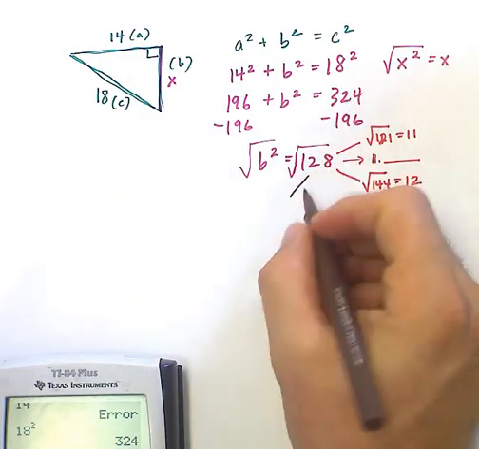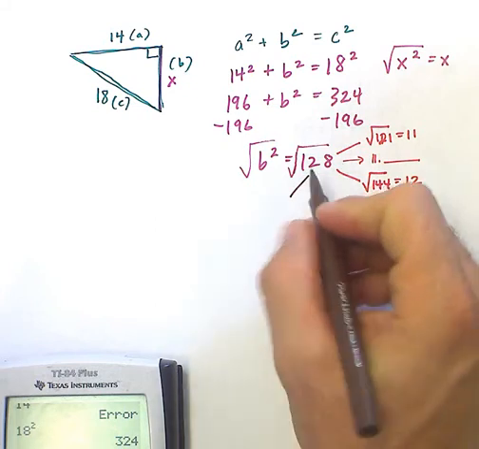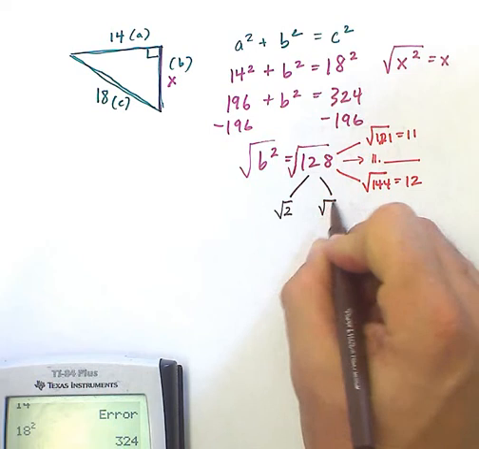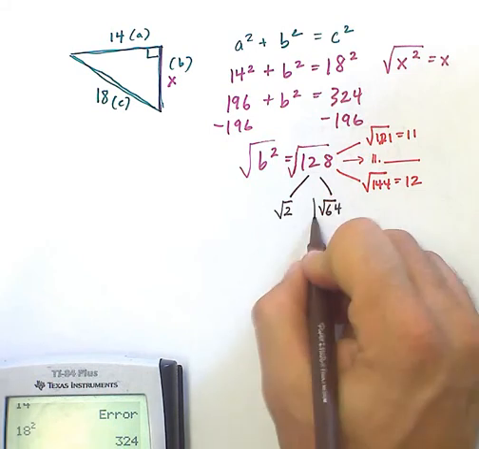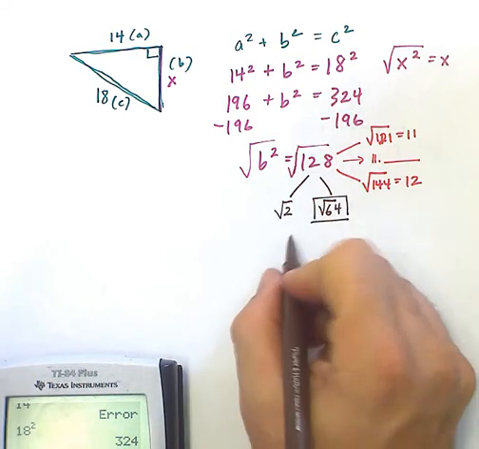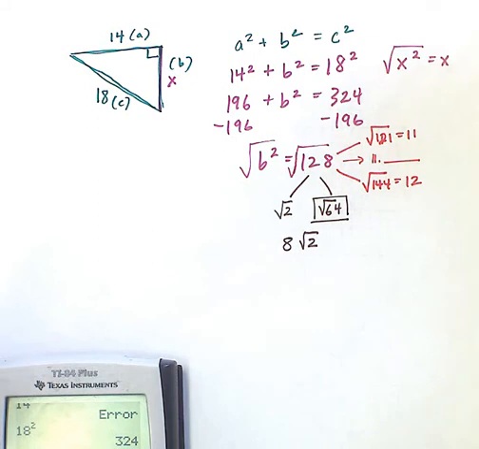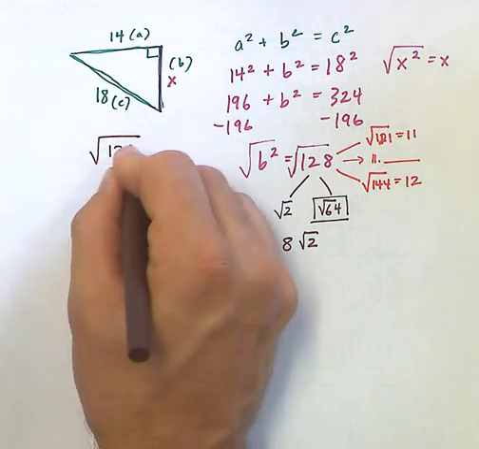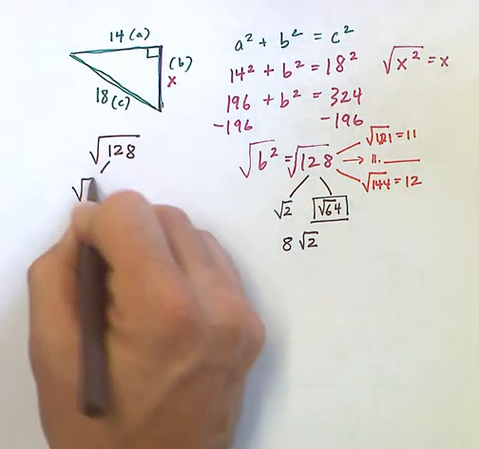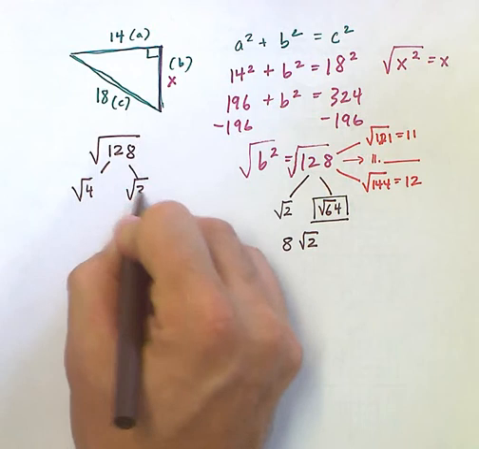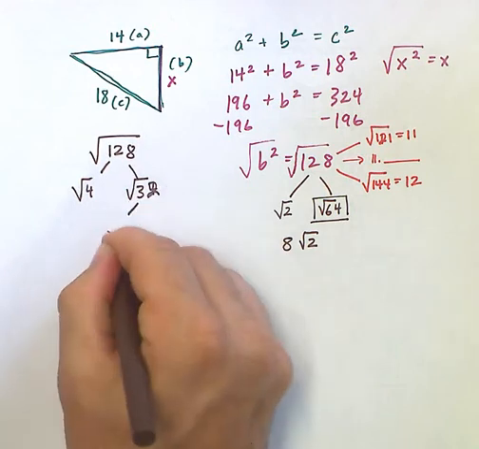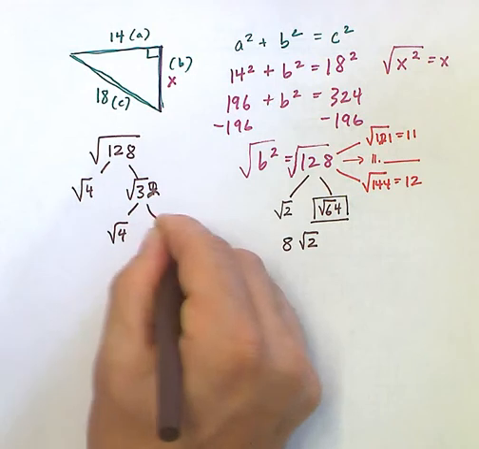And I could do it many different ways. One would be looking at this as a 2 and 64, which would be the quickest way because 64 is a perfect square, and I end up with 8 and the square root of 2. You could look at this differently, let's say you used a 4 and a 32, and then you get the 4 and the 8, and then you break down the 8 into a 4 and a 2.